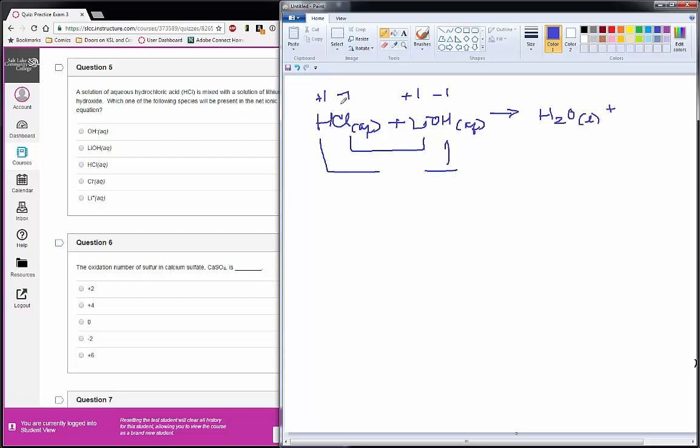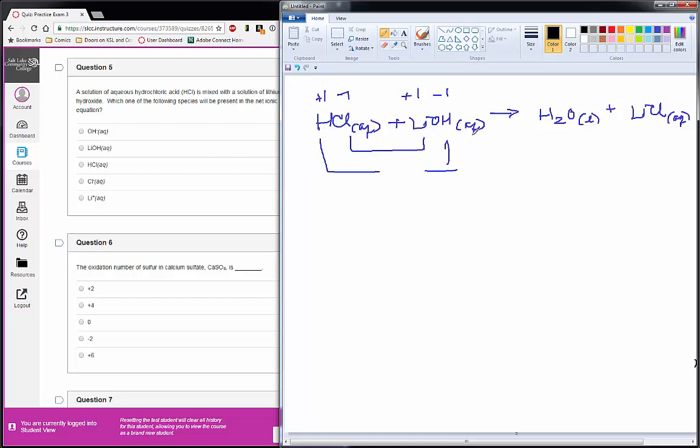And Li, which is +1, with Cl, which is -1, gives me LiCl, and group 1 ions are always soluble, so there we go. If we play the same game, we say what changed, what's going to be in the net, what's going to be a spectator.